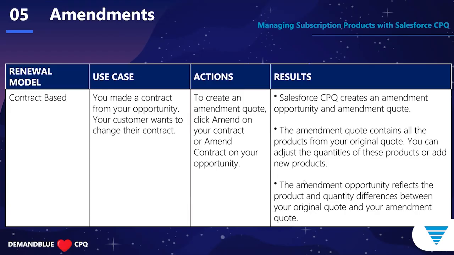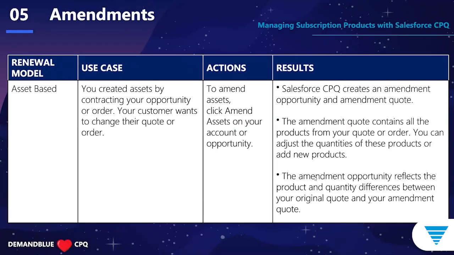For the asset-based renewal model, you already have assets which are contracted on your opportunity or order, and the customer wants to change their quote. You will hit amend assets on the account or opportunity. Salesforce CPQ automatically then creates an amendment opportunity and quote. It contains products from the original order. You adjust these product quantities, and the amendment opportunity reflects the differences between your original and amendment.